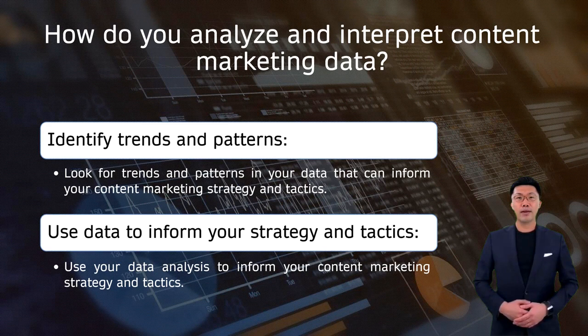Step 4. Use data to inform your strategy and tactics. With the insights you gain from analyzing your data, you can make informed decisions about your content marketing strategy and tactics. For example, if you identify a trend of high engagement with visual content, you may want to create more visual content as part of your strategy.